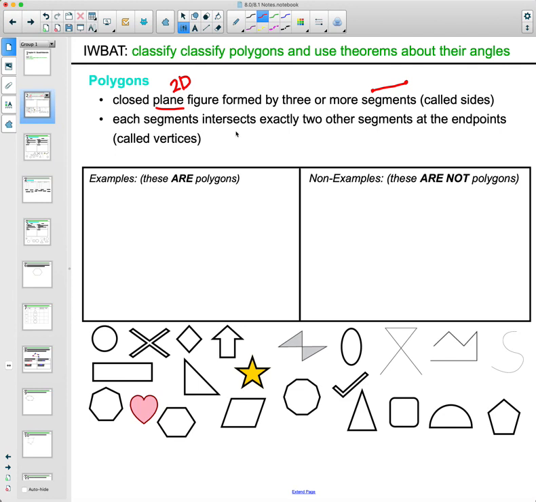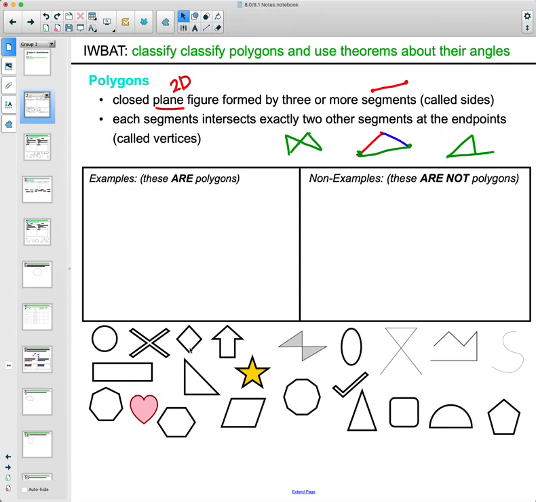Each of those segments intersects exactly two other segments at the endpoints. So they can only connect at the endpoint. If we had this segment with its endpoints, then another segment with its endpoints, and maybe a third one, obviously that is called a triangle. But you'll notice that they only intersect at the endpoints. They don't extend past the segment, so it's not going to be like this where it extends past, and it's also not going to intersect through the other segment because that would create three intersections.